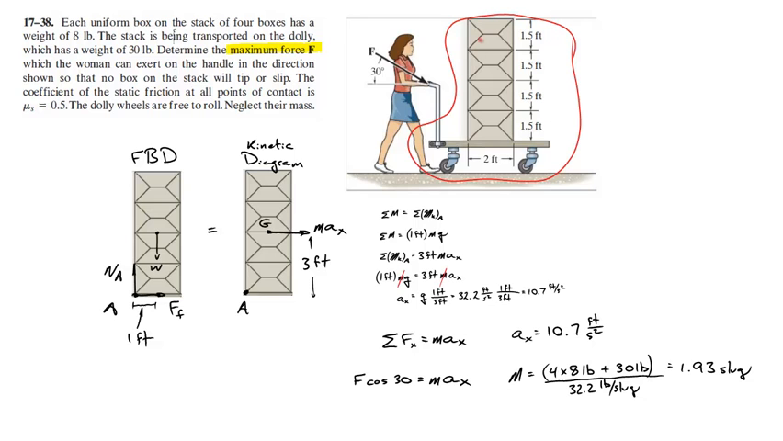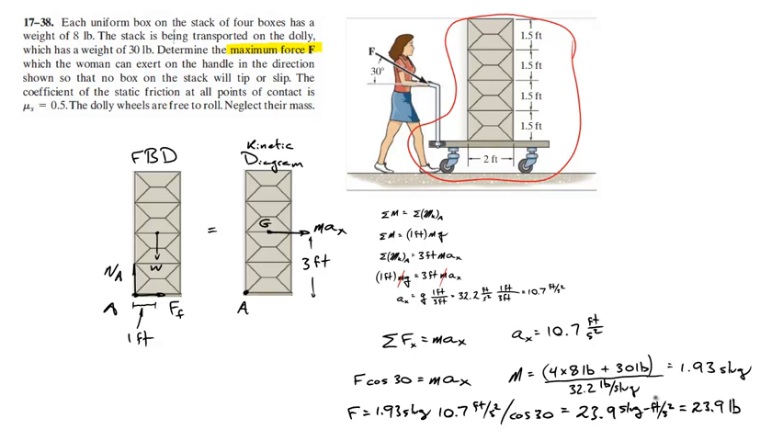So for the mass of everything, we've got 4 boxes. Each box weighs 8 pounds apiece, and then we've got the 30-pound cart. Divide that by the conversion factor: each slug weighs 32.2 pounds. So we come up with a mass of 1.93 slugs. Rearrange and solve for the force. We come up with 1.93 slugs times the acceleration divided by the cosine of 30, and we come up with a final value of 23.9 slug-feet per second squared.